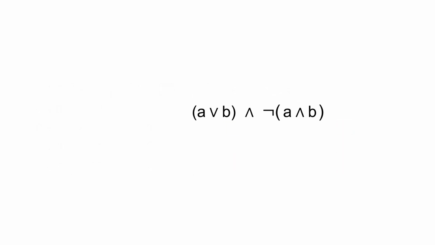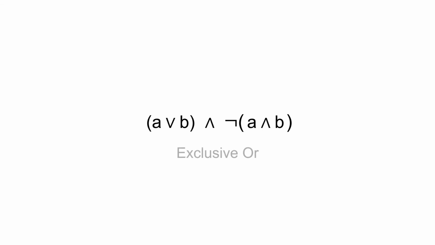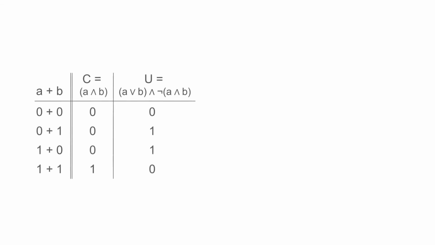The above logic function is known as the exclusive OR. It has the value 1 only if exactly one of the inputs is 1, and not both. Such a circuit, which yields the carry place and the units place of a binary addition of two binary digits, is called a half adder.